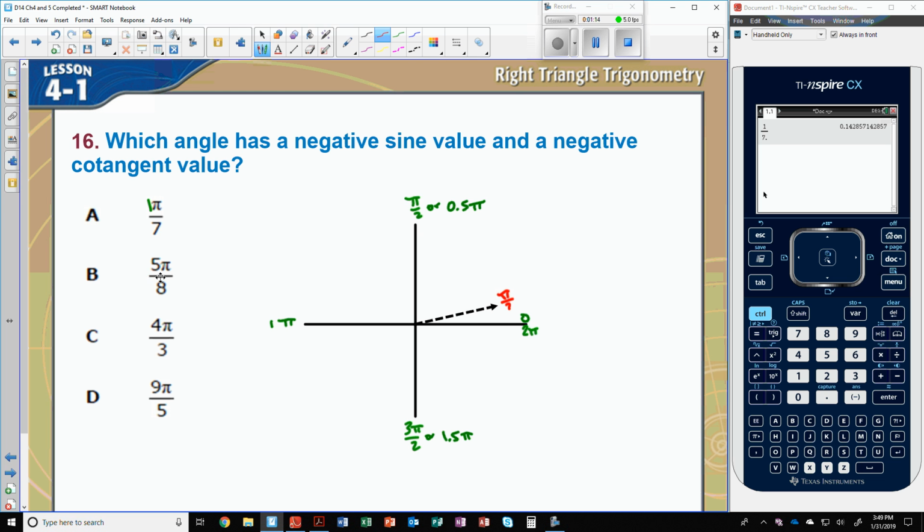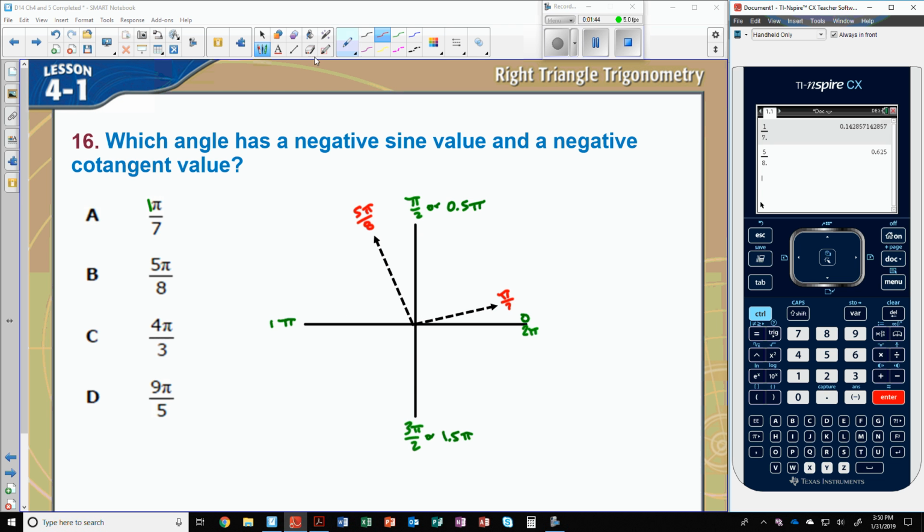And then 5 pi over 8, since it's a little bit more than a half, but less than 1, will be over here in this second quadrant. I'm just going to say this is 5 pi over 8. Again, if you're not sure, take the numbers and ask, what is 5 divided by 8? That's 0.625. So 0.625 is in between 0.5 and 1, so it's over there. So that's answer choice B.